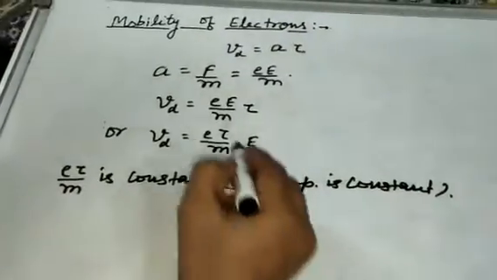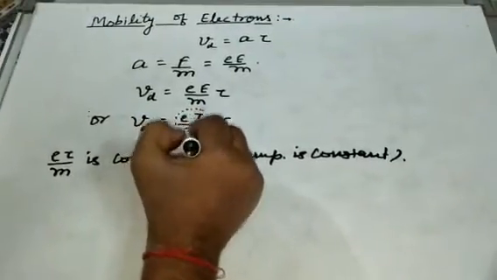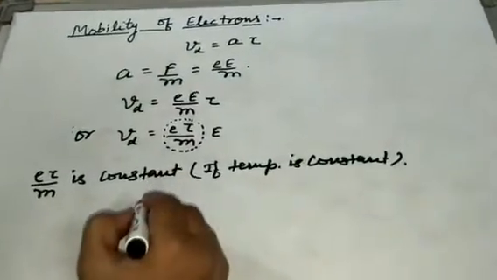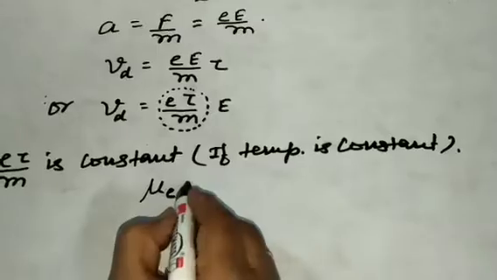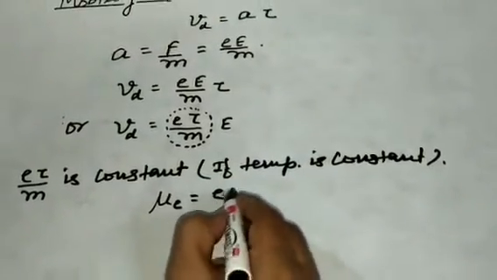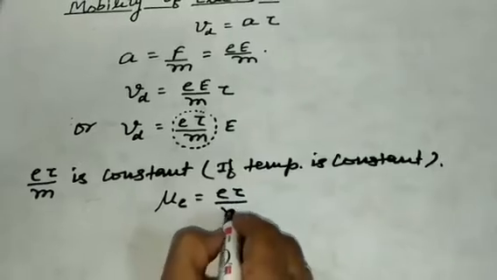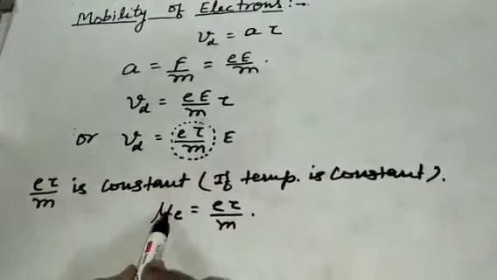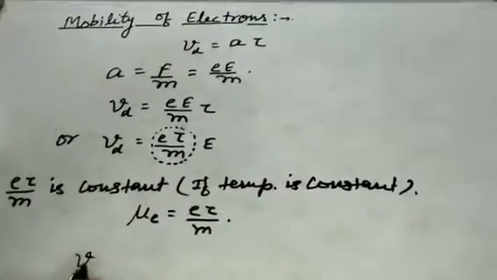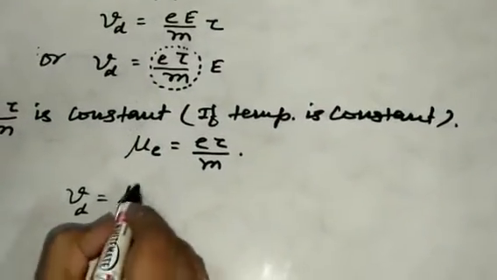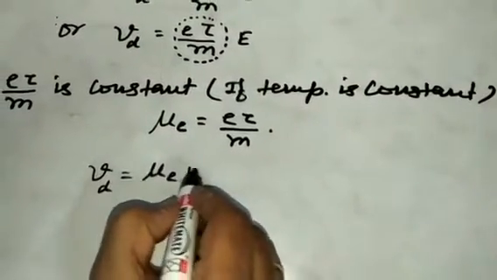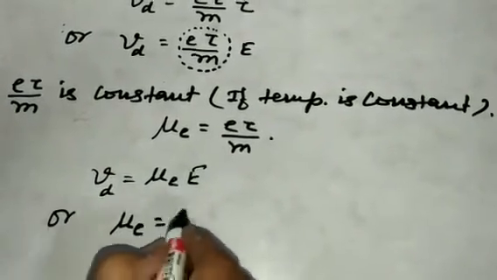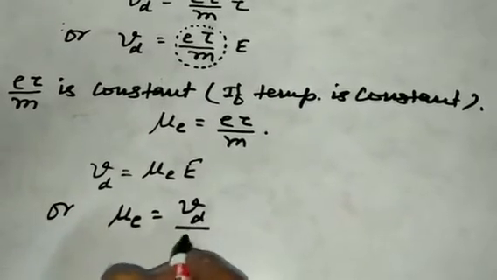It means at constant temperature, this term is constant, and this constant term is called the mobility of the electron and denoted by mu e, and that mobility of electron mu e is equal to e tau by m. So when we put mu e in place of e tau by m, we can write Vd is equal to mu e into E. Or from here also we can say the mobility of electron mu e is equal to Vd upon E.